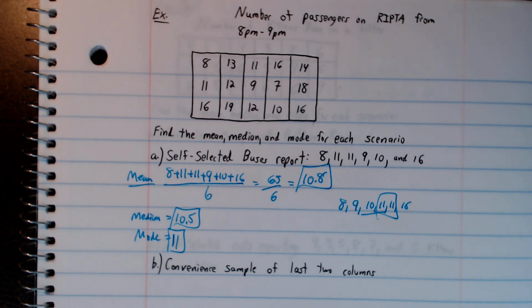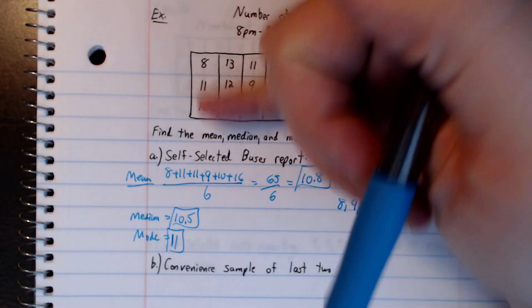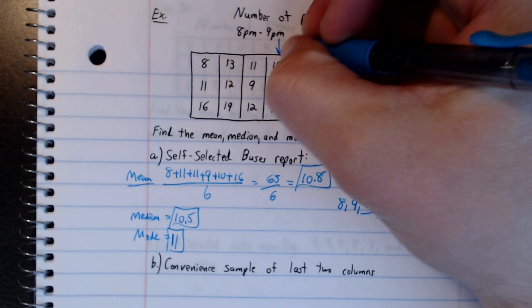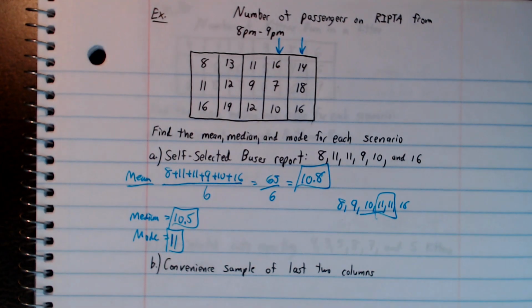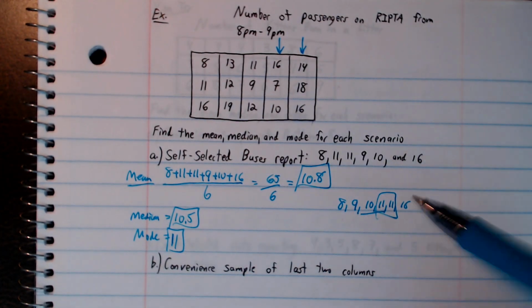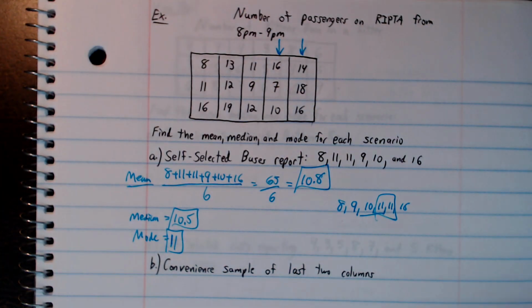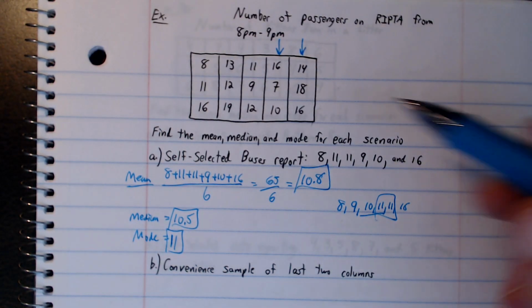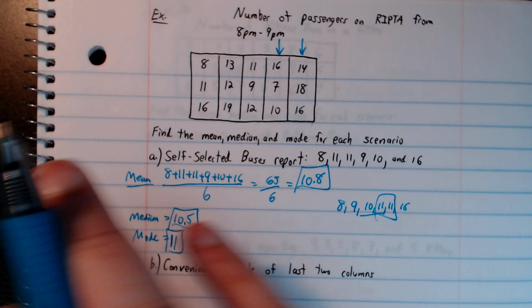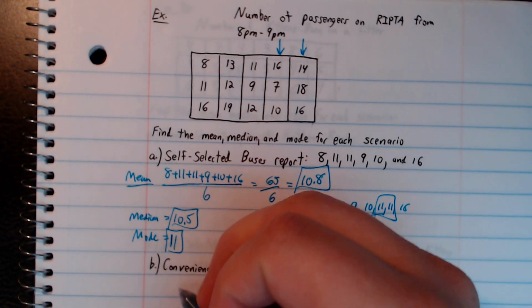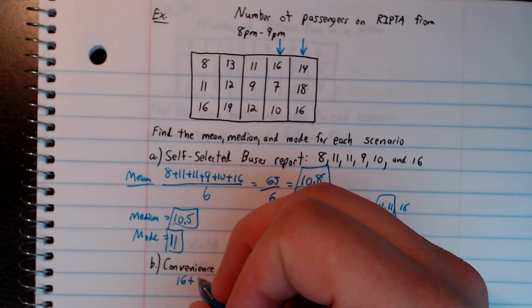Convenience sample. So this time they're asking us about the last two columns. Remember, rows go across, columns go up and down, so the last two. This is purely random, if you ask me, because it didn't matter where we picked. We just said, all right, let's just take whatever these last two columns say. They're not in any order here, so it's not going to affect, highest to lowest. So add these up.